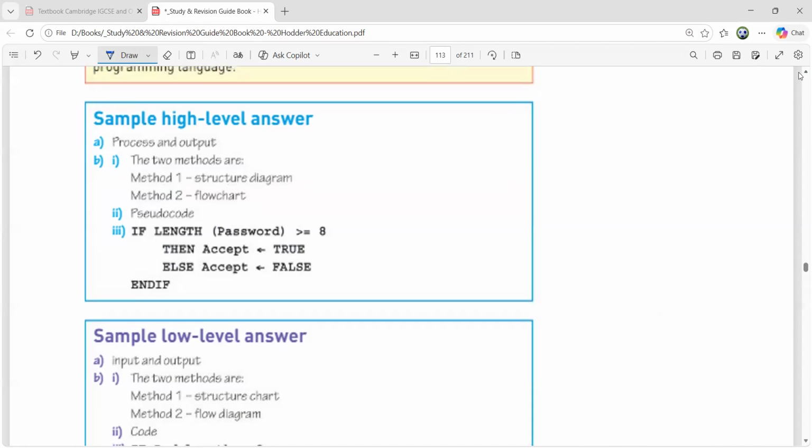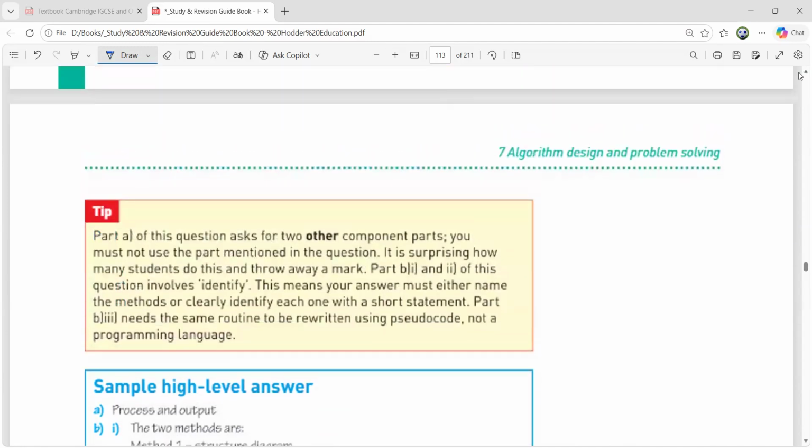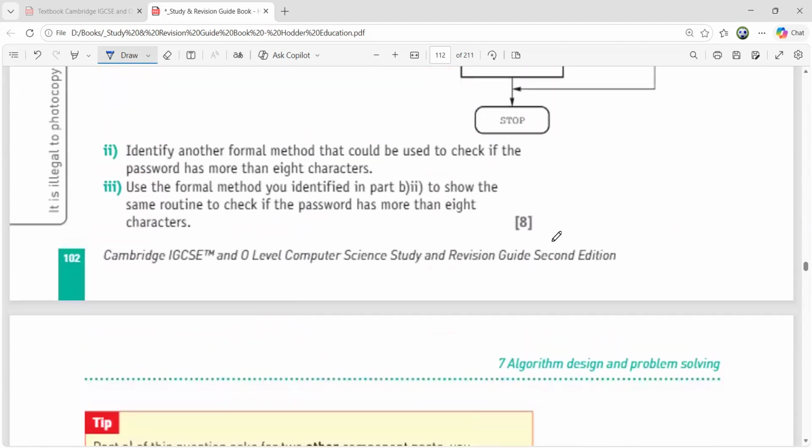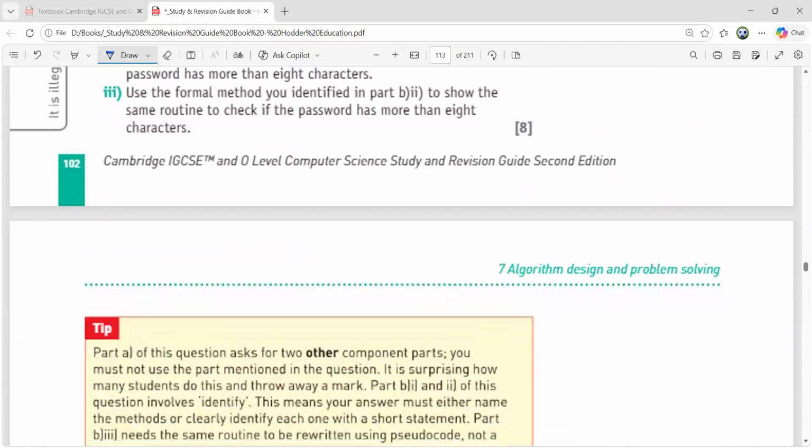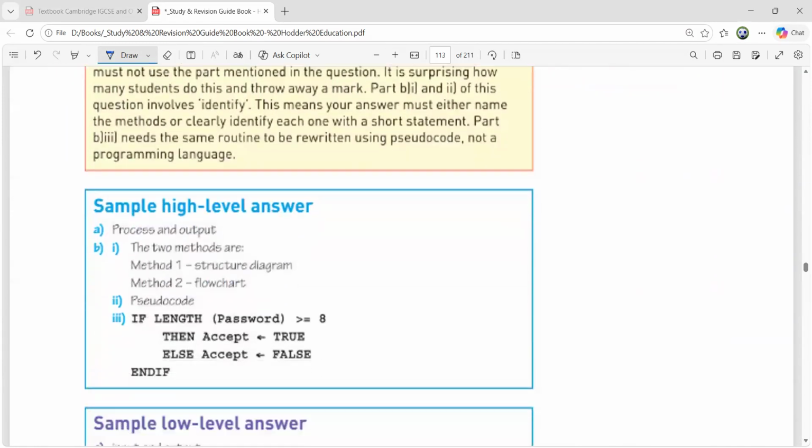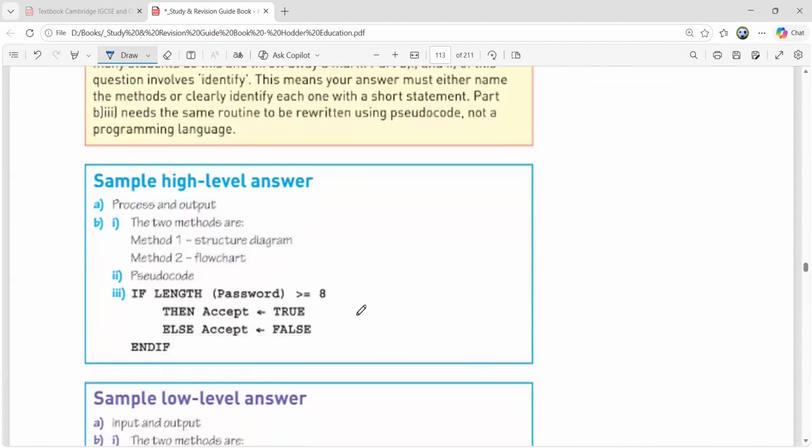Now moving to a small pseudocode that is there for you to work on: use the formal method you have identified in part B2 to show the same routine to check if the password has more than 8 characters. So this is just the requirement. You can use any of the means to write down the code. You have the structure diagram with you, you have the flowchart with you, and what isn't there is a pseudocode, and you can use pseudocode to perform the same activity.